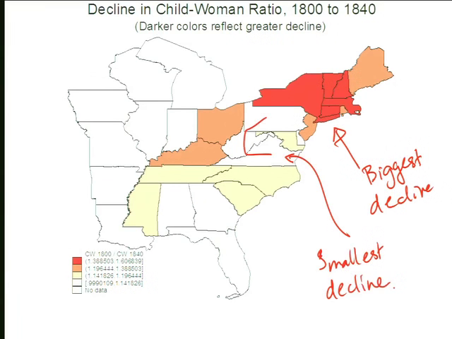So two puzzles. Why the regional pattern? Low fertility in the New England area, high fertility in the South and the Midwest. And why the temporal pattern? Why the decrease in fertility over time?